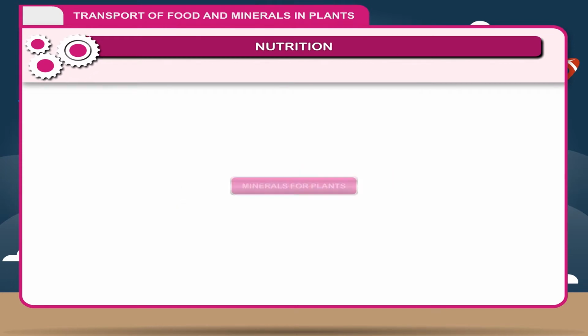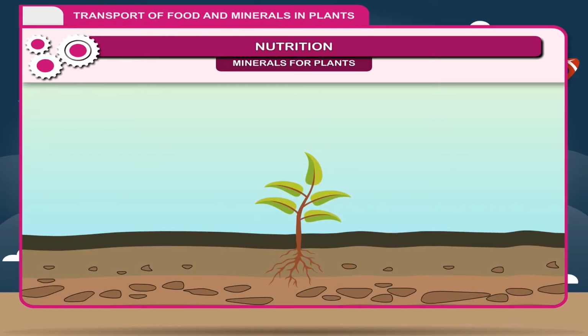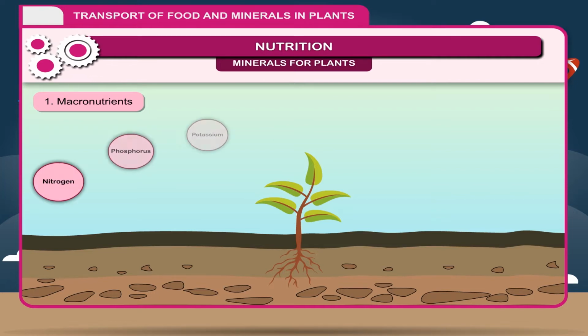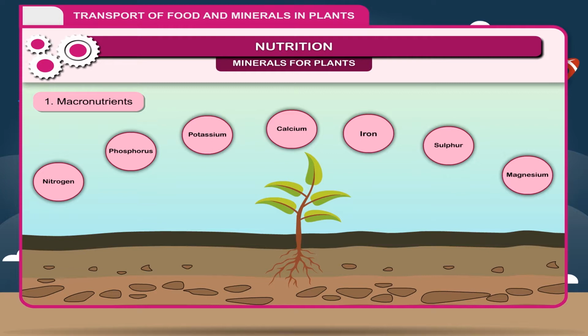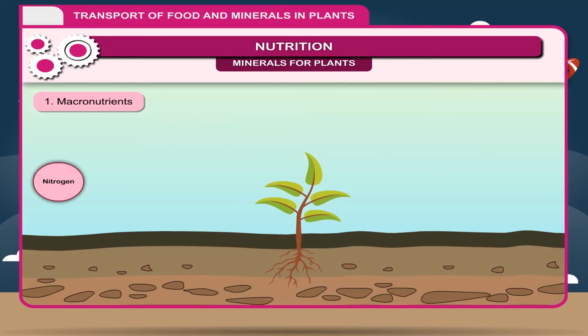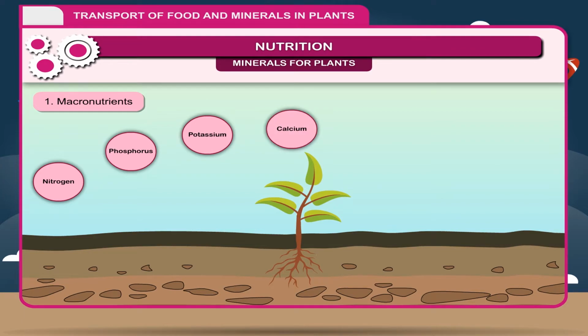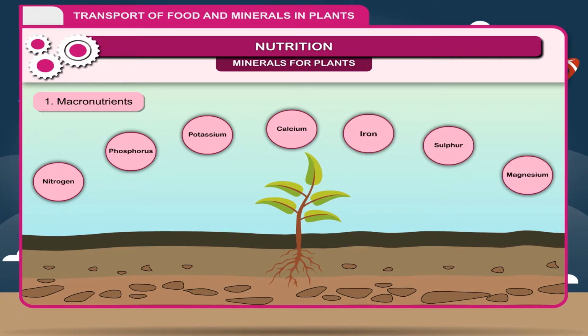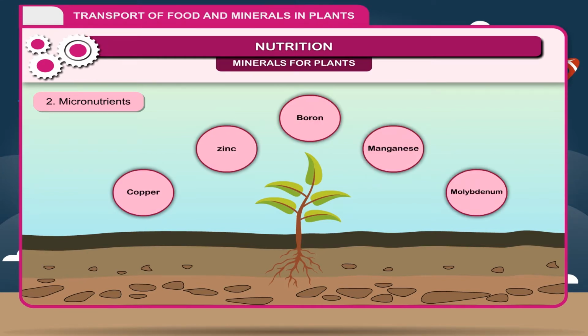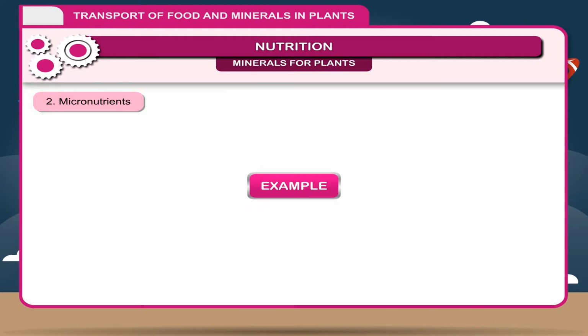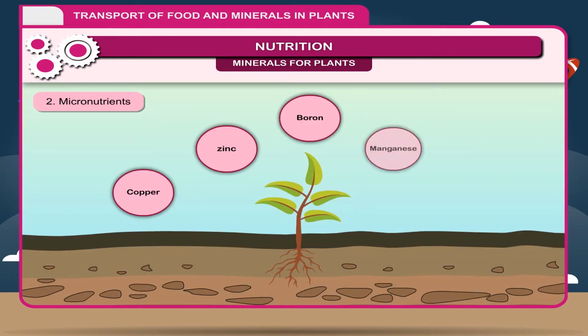Minerals for plants. The plants need certain minerals for their growth. On the basis of required quantities, they are classified into 1. Macronutrients. These are the elements that are required in large quantities. Example: nitrogen, phosphorus, potassium, calcium, iron, sulfur, and magnesium. 2. Micronutrients. These are the elements that are required in a very small quantity. Example, copper, zinc, boron, manganese, and molybdenum. They are also called trace elements.